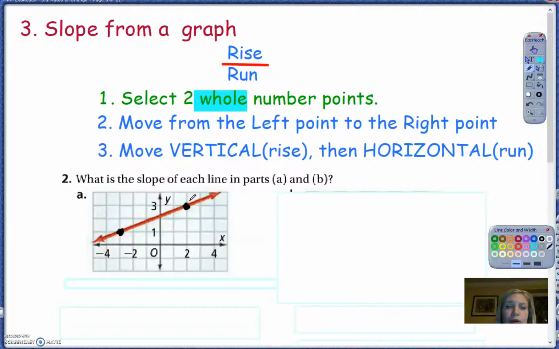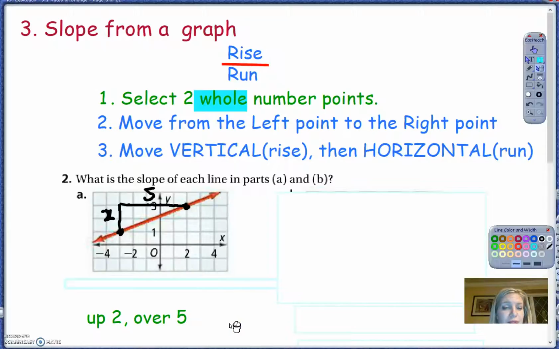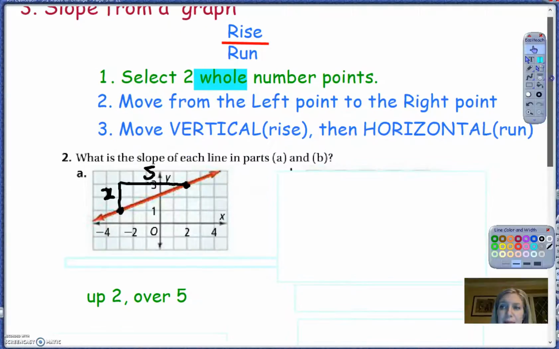Okay, so then you're going to count. The leftmost point is over here at negative 3, 1. And you're going to count your rise to get to the other point. You're going to go up 2. I went up 2. This doesn't want to let me write that. And then I go to the right 1, 2, 3, 4, 5 blocks. So my slope is 5. My handwriting is amazing right now today. Okay, so if I do that, I went up 2 and I went over 5. Then I write my slope.